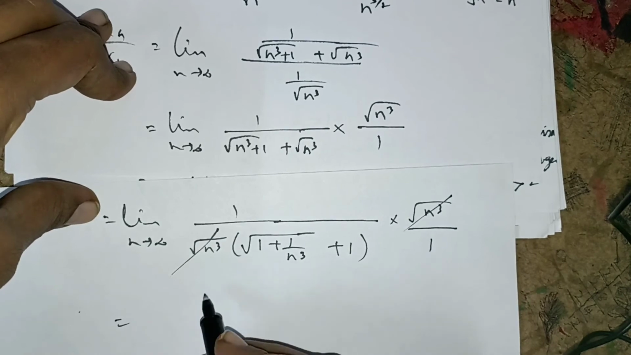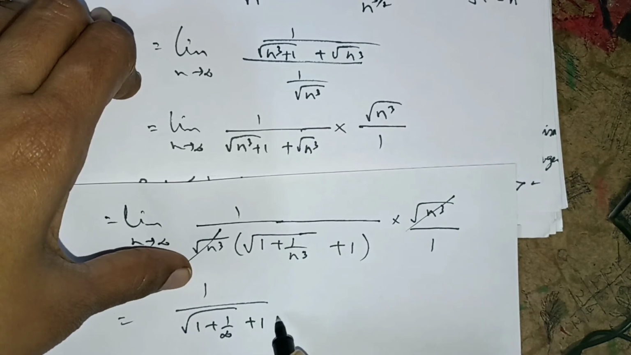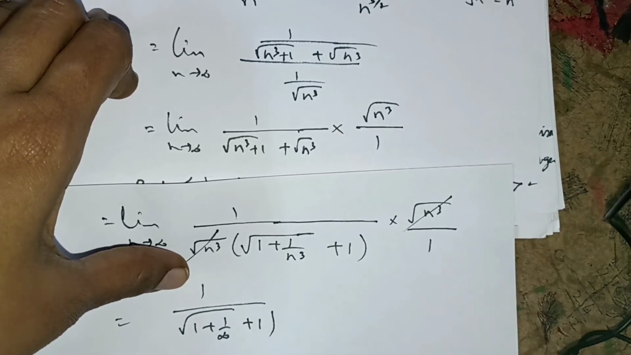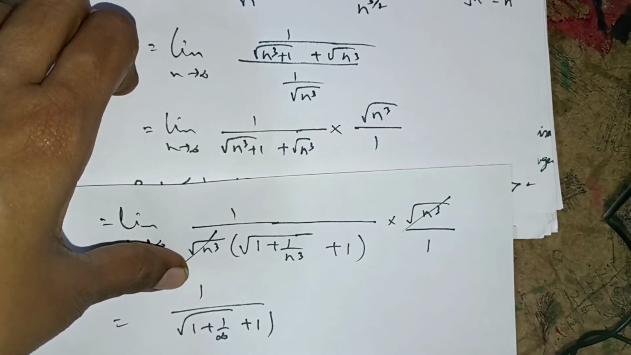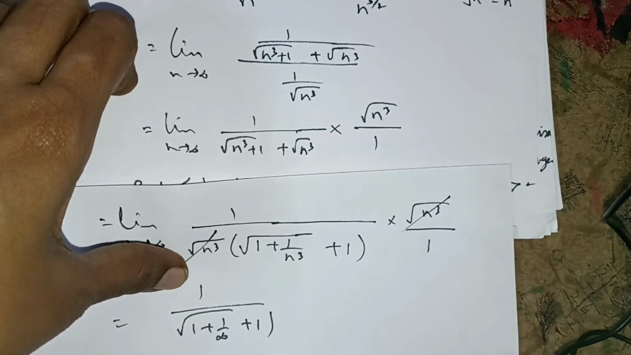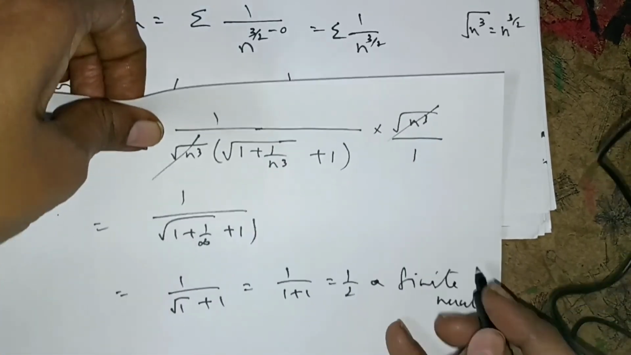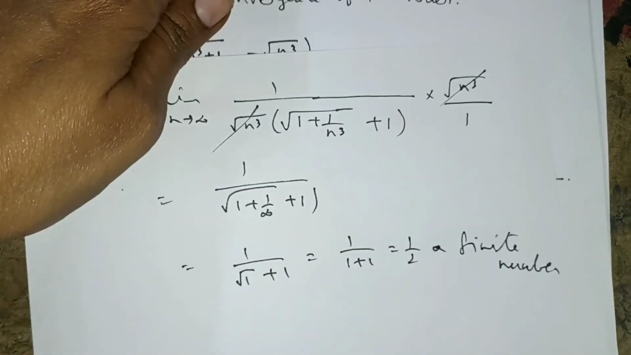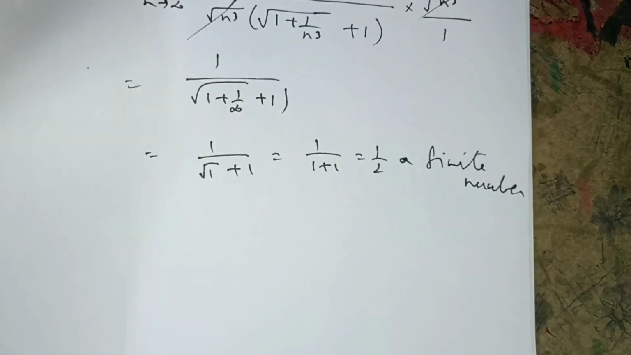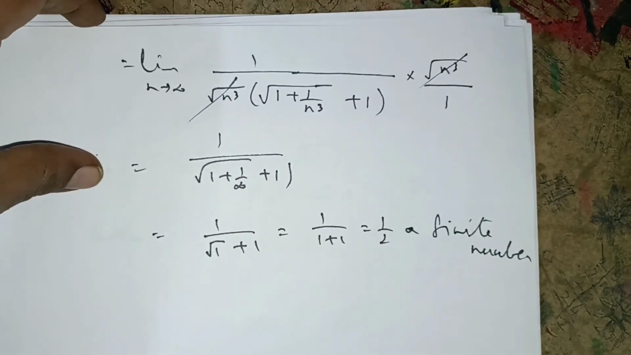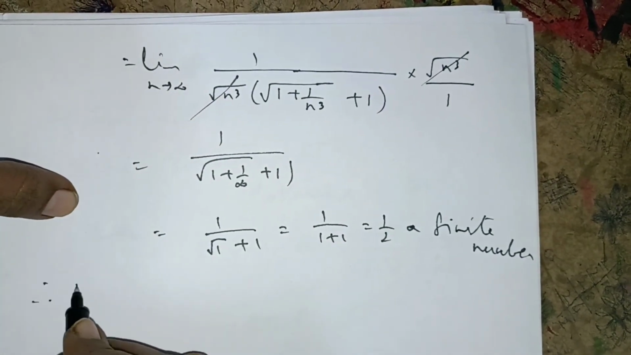A finite number. What is 1 by 2? 1 by 2 is a finite number. I took root n cube common, root n cube got cancelled. After that I applied the limit, and after the simplification I got a finite number. What is the meaning of that? Therefore, both sigma un and sigma vn will converge or diverge together. Now how to find whether sigma un converges or diverges? With the help of sigma vn.